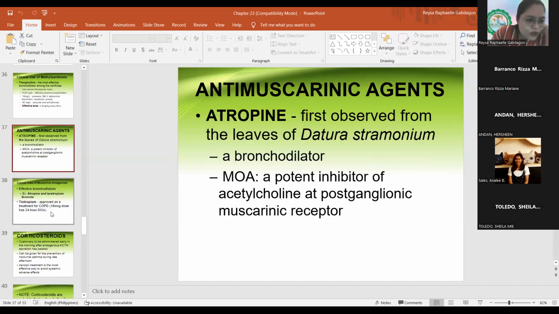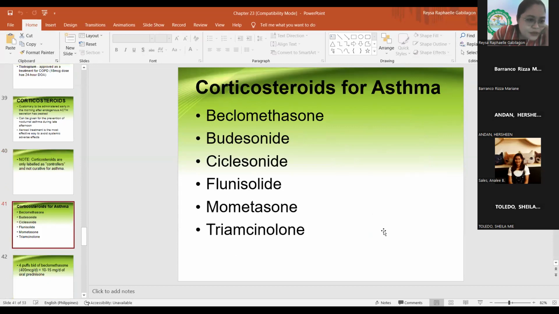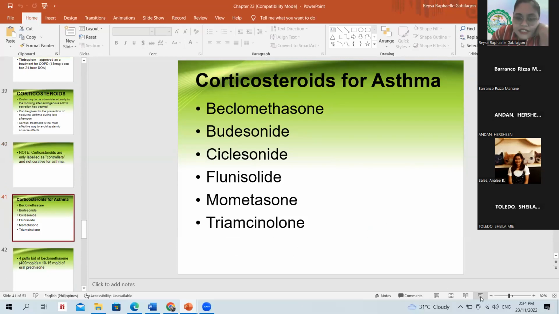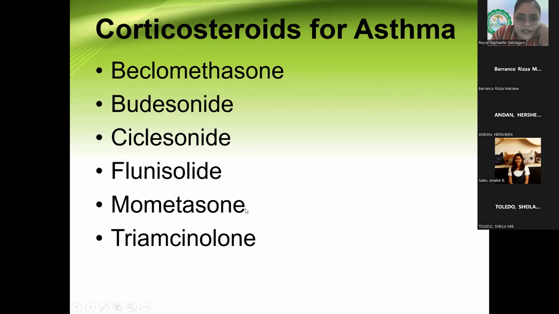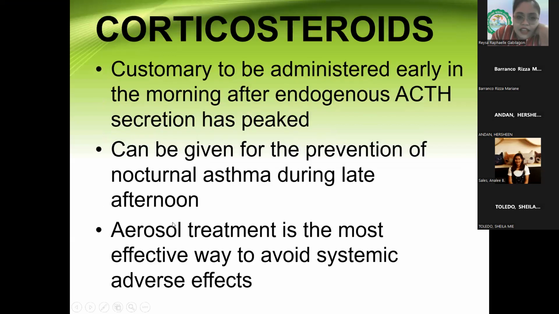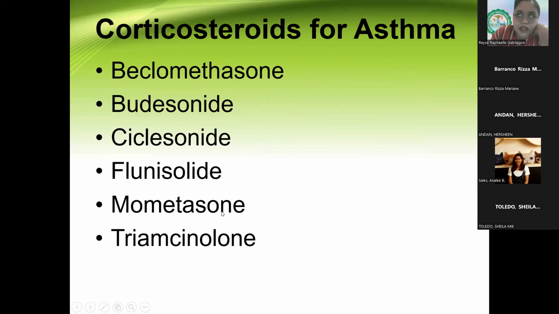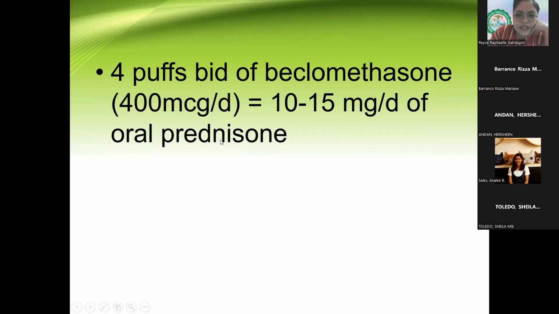Ito yung mga examples ng corticosteroids natin ha, na pwede for asthma. And we have different types of dosage forms for this. But then again, the aerosol treatment is the most effective way for us to avoid systemic adverse effects. Kasi pag ininom mo siya orally or nag-inject ka ng corticosteroid, syempre mapupunta siya sa blood and it will go through your body because it will be distributed by the blood and yan yung magkakaroon ka ng mga adverse effects.